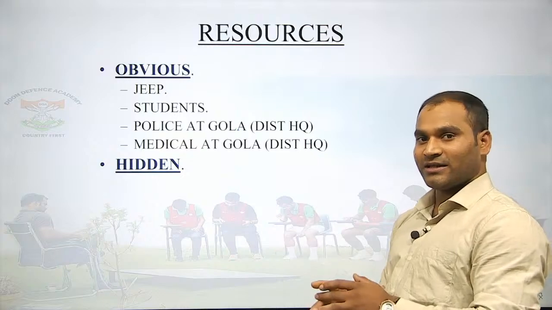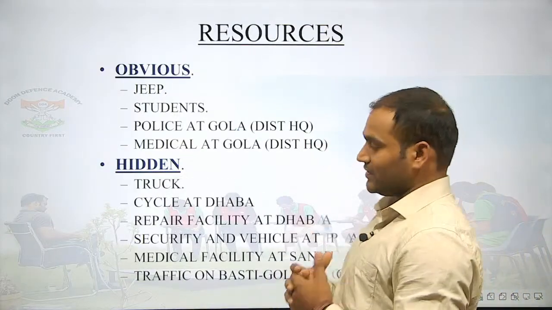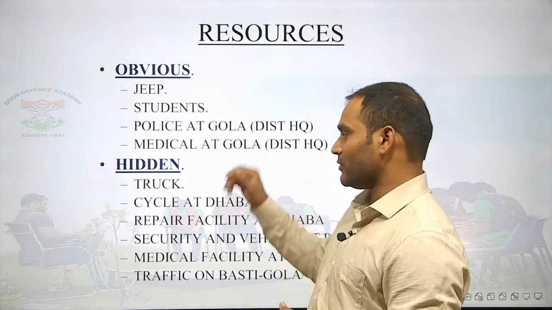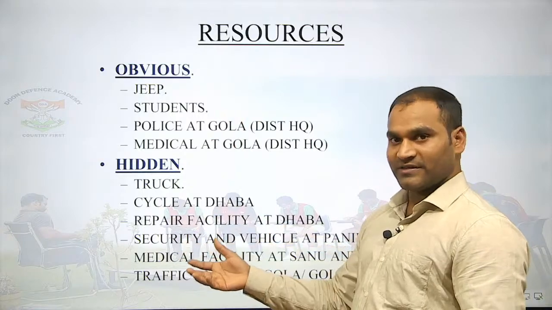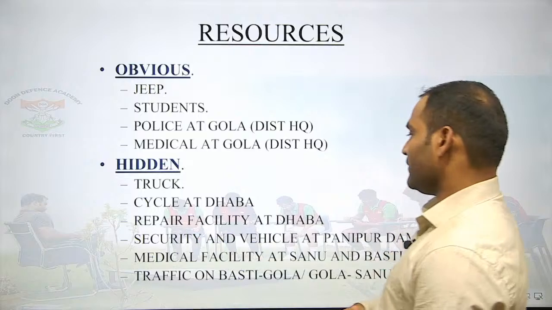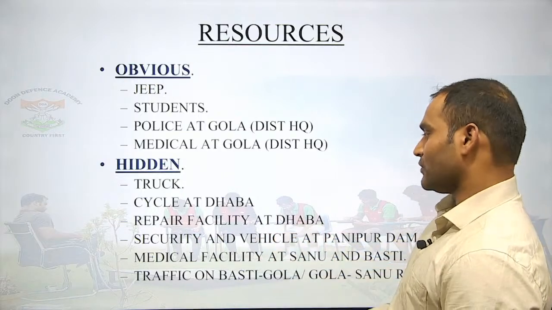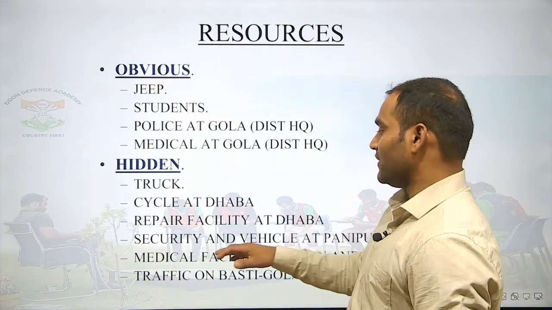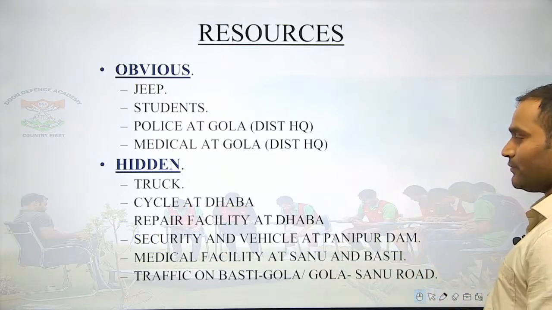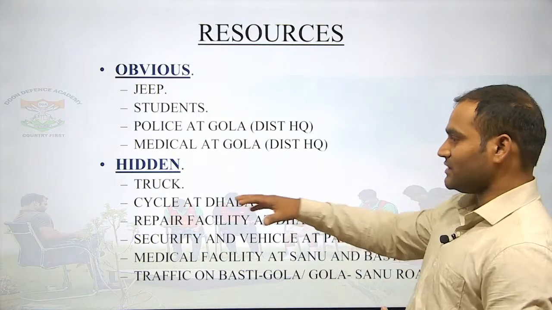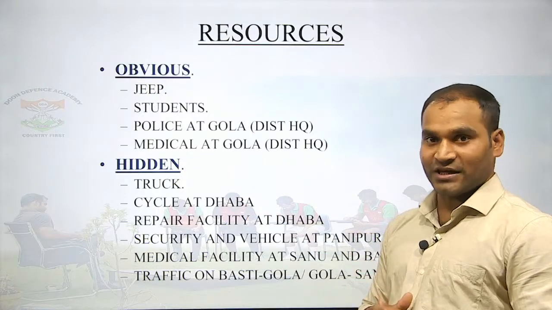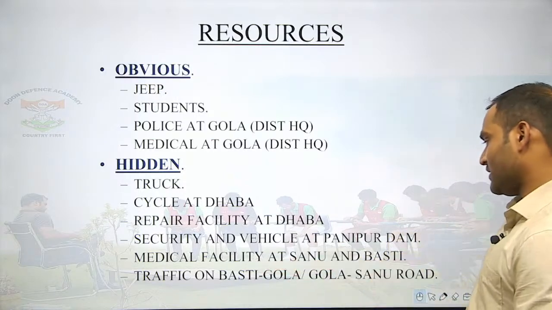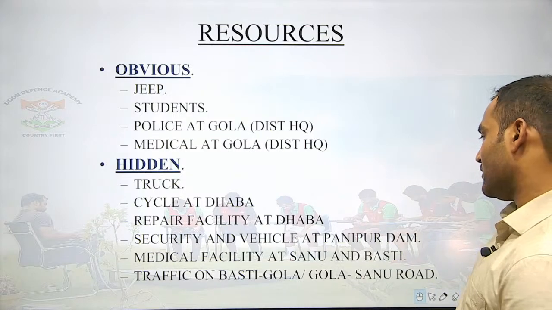Those are hidden in that entire situation, which you have to bring out, and there the candidate proved very strong. One is the truck, which is given over there, obviously. The cycle at the dhaba, of course there will be some, because some people come for tea, and there is a repair facility at the dhaba, because there is always some kind of puncture shop. So you can fix the deflated tire. Security vehicle at the Panipur dam, there will be some security, because this is central government property and it is protected by the CISF, and if not the CISF, then there will be enough arrangement for that. Okay. Medical facility at Sanu and Basti, and traffic on Basti Gola.